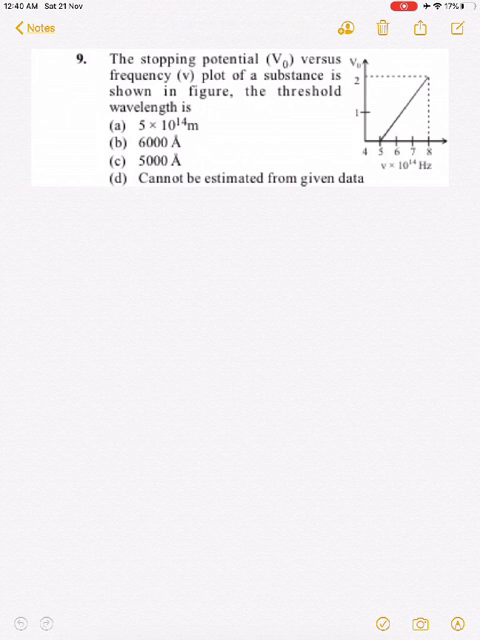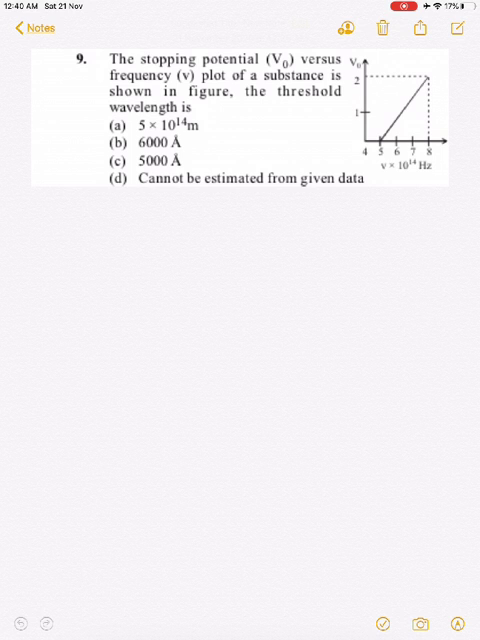Okay, now let's see another question. The stopping potential V0 versus frequency V plot of a substance is shown in a figure. The threshold wavelength is: option A, 5 into 10 raised to 14 meter; option B, 6000 Armstrong unit; option C, 5000 Armstrong unit; and option D, cannot be estimated from given data. Now let's check the solution.